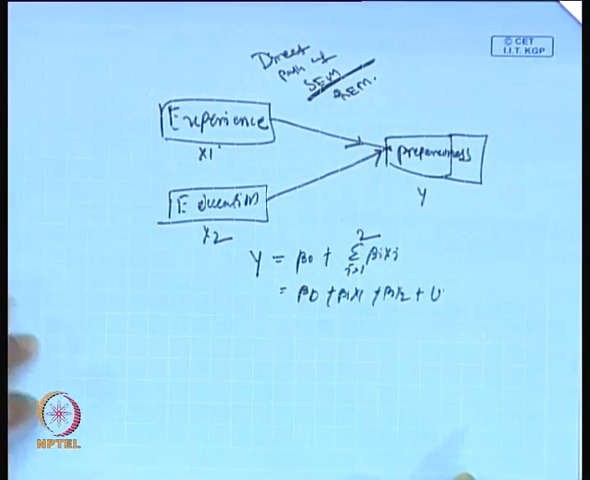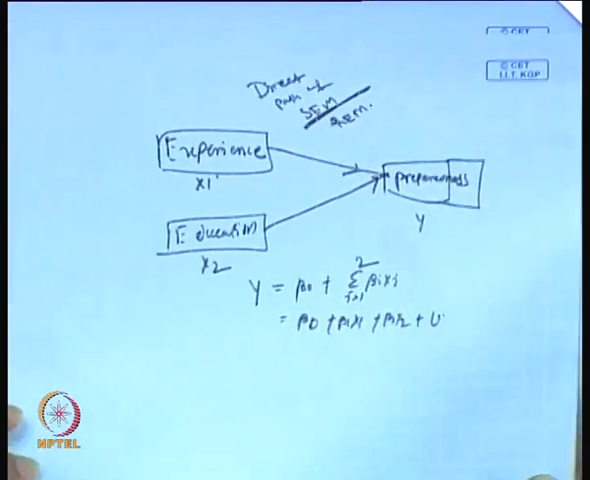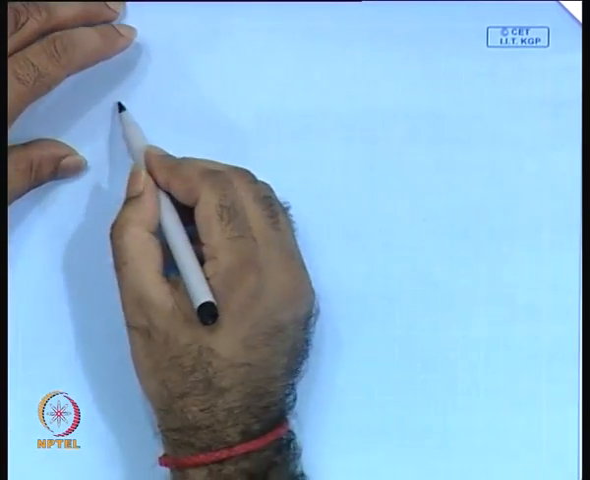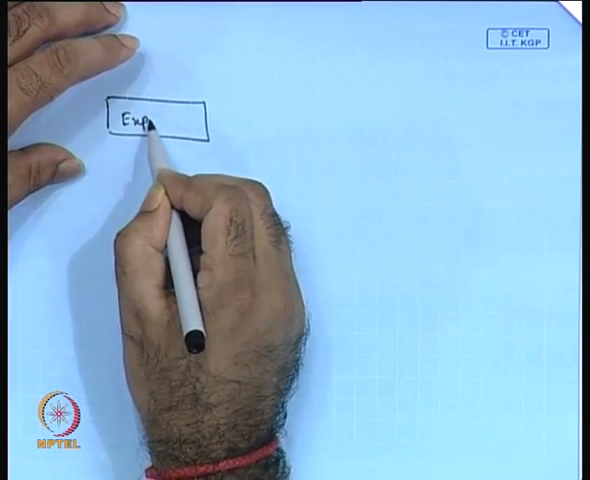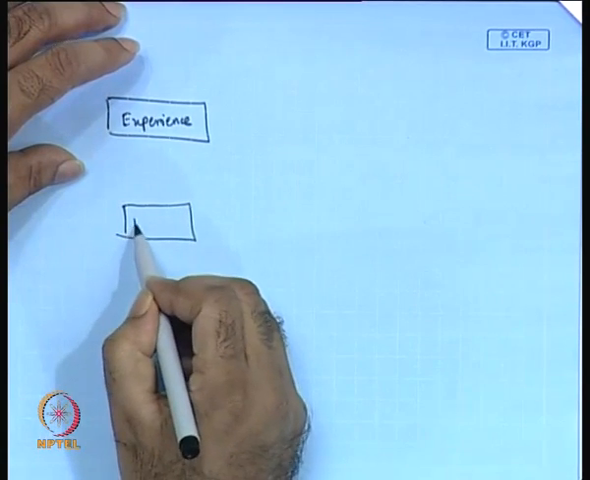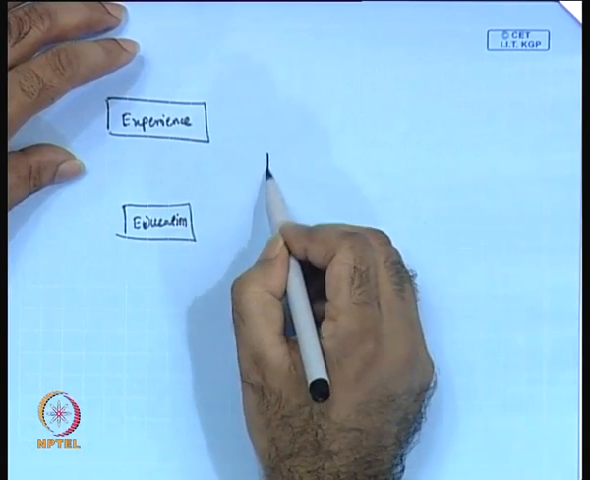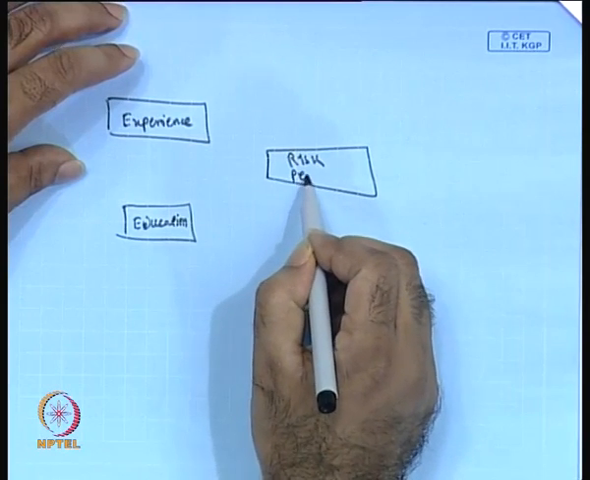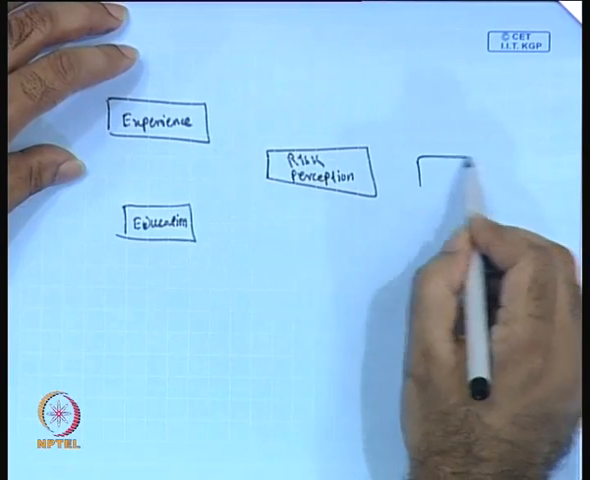So how is it different in structural equation modeling? Let me draw another diagram here, then I will highlight structural equation modeling. Let's say the same problem: this is experience, and this is education. Then I will take another component called risk perception. Then preparedness.